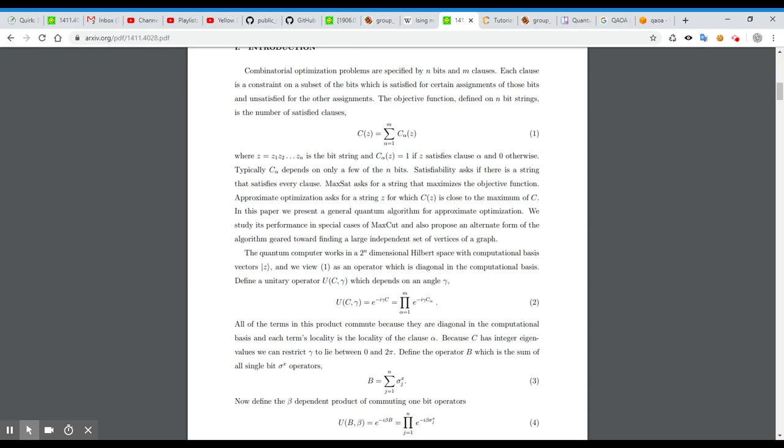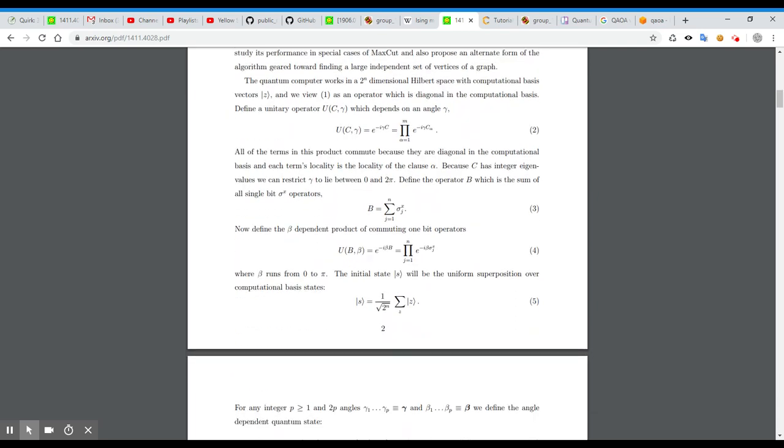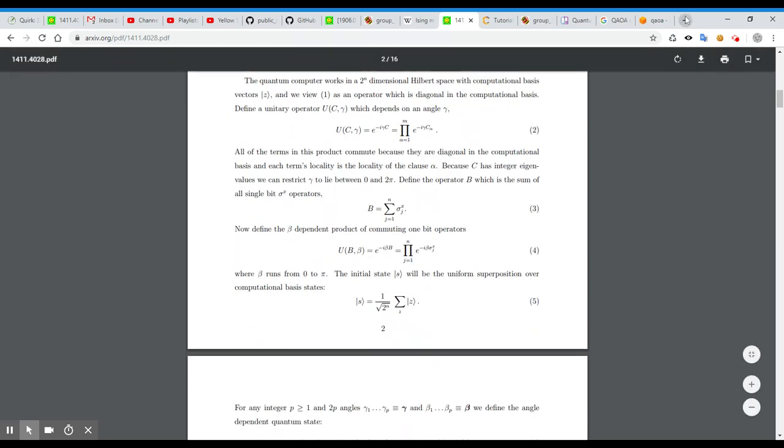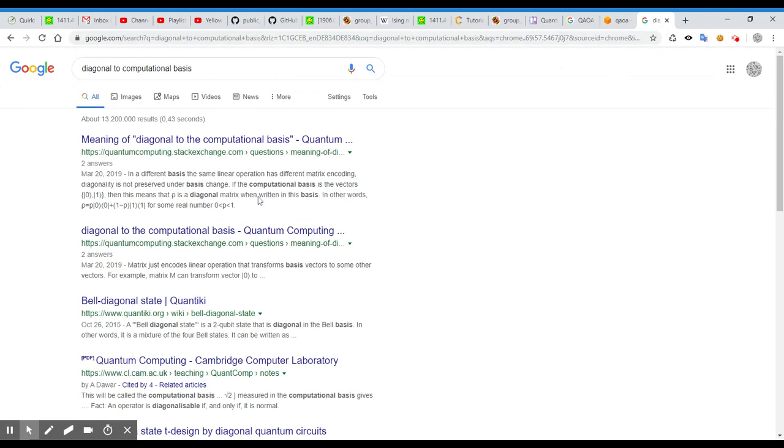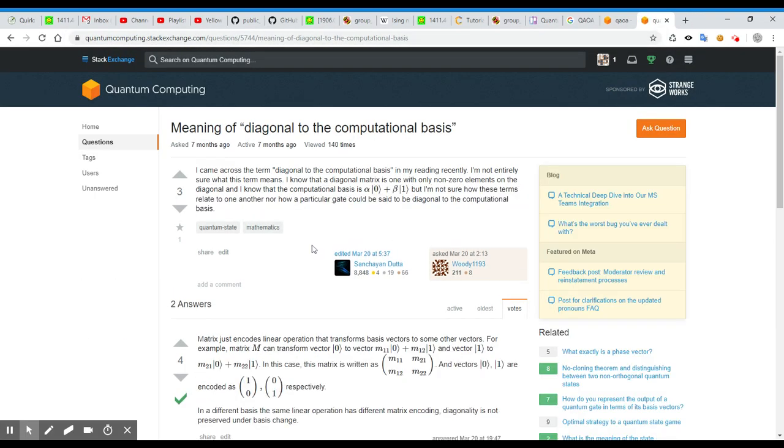What does it mean that it's diagonal in the computational basis? I came across the term in my reading recently, and I'm not entirely sure what it means. I know that a diagonal matrix is one with non-zero elements only on the diagonal, and I know what the computational basis is. I'm not sure how these terms relate to one another. A particular gate could be said to be diagonal in the computational basis.